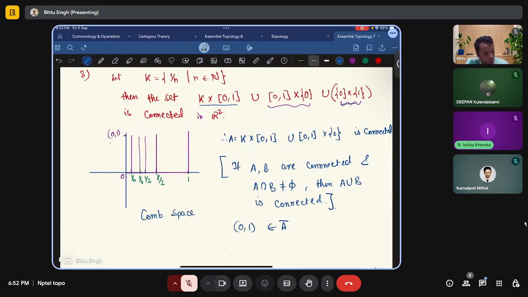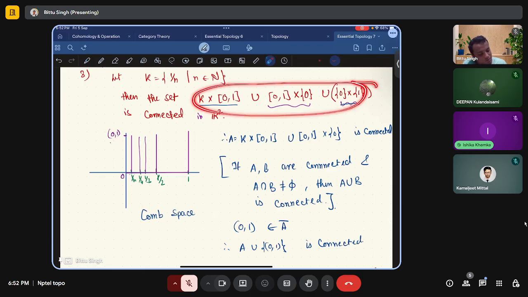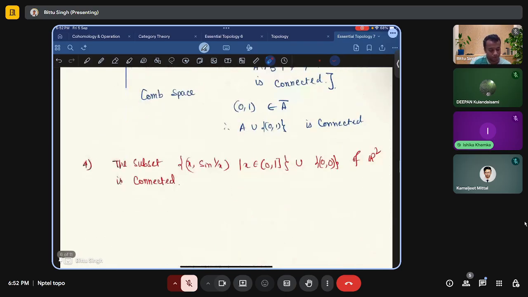Therefore, by the property which says that if you include some limit points then the set remains connected, A union this singleton point (0, 1) is connected. But this is the same as this set, so it can be equivalently written as this. Okay.